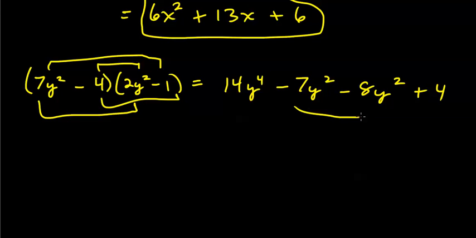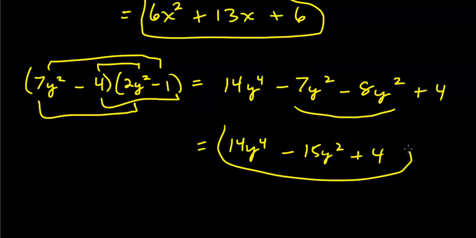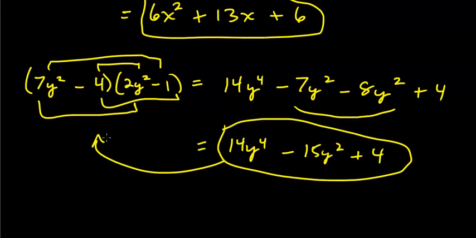And again, we can see these are like terms. Like terms can be combined by adding or subtracting the coefficients as indicated. So I'll end up with 14y to the fourth minus 15y squared plus 4. This is my final, completely simplified answer for this binomial product.